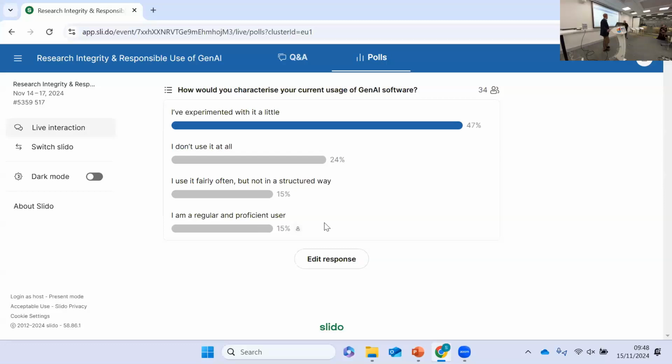That's interesting. I would imagine a lot of people have experimented, as I said, whether they've done it in a structured way, I think it's probably not. But as I said, 22% haven't used it at all, which is still part of it there.